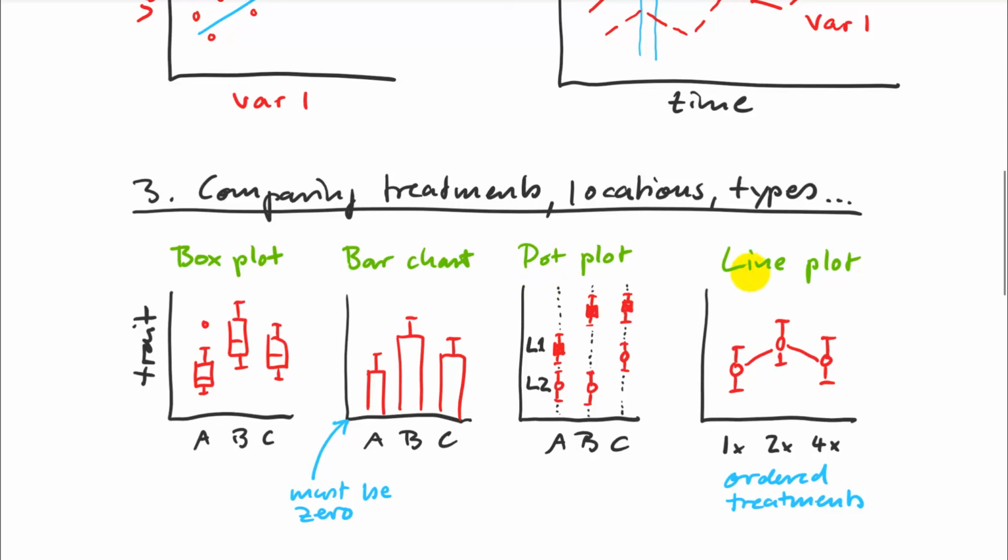And last but not least, you can also use line plots for treatment effects if you have ordered treatment levels. So if you have something like a 1-time, 2-time, 4-time fertilizer, you could put them like this with a standard error bar and connect them to show that they belong to each other. And you may have another line for another location or for another factorial treatment. So this is also allowed.